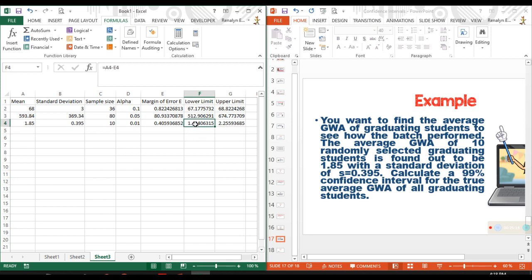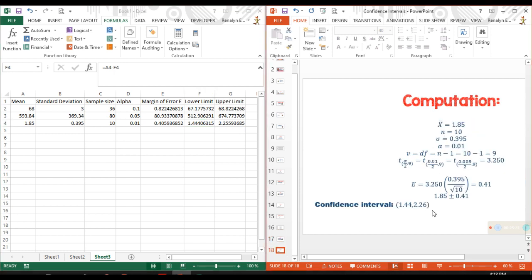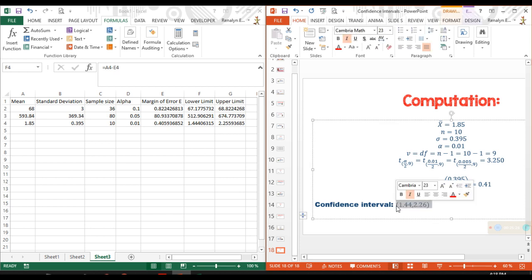Remember, wag nyo siya ipepresent sa akin na lower limit, upper limit. You have to present it using this way. Ito yung susundin nyo. Yung nakasulat dun sa mga module nyo. Okay? So, thank you very much. Ay, edit ko lang to. 0.005 na nga lang pala siya kasi ngayon ko lang napansin. 0.005 na lang siya. Kasi na-divide na natin siya by 2 earlier.